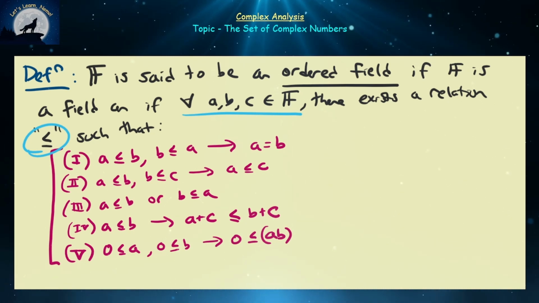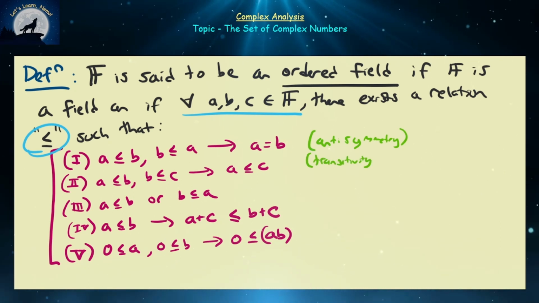So if a is less than or equal to b and b is less than or equal to a, then we have that a and b must be equal to each other. Some people refer to this as the anti-symmetry property of relations. If a is less than or equal to b and b is less than or equal to c, then a will be less than or equal to c. Some people refer to this as the transitivity property of relations. Then either a is less than or equal to b or b is less than or equal to a. Some people refer to this as the totality property.